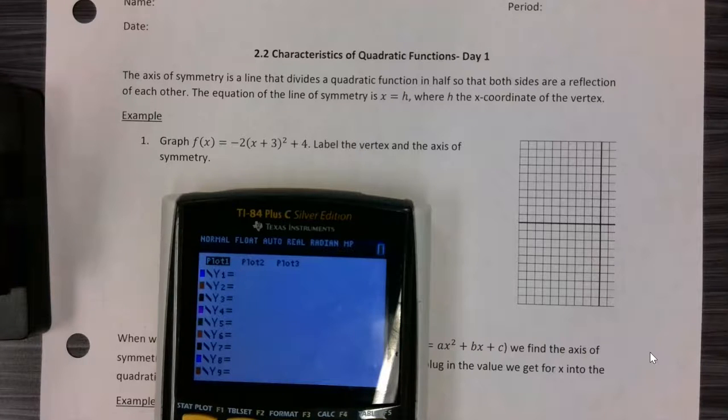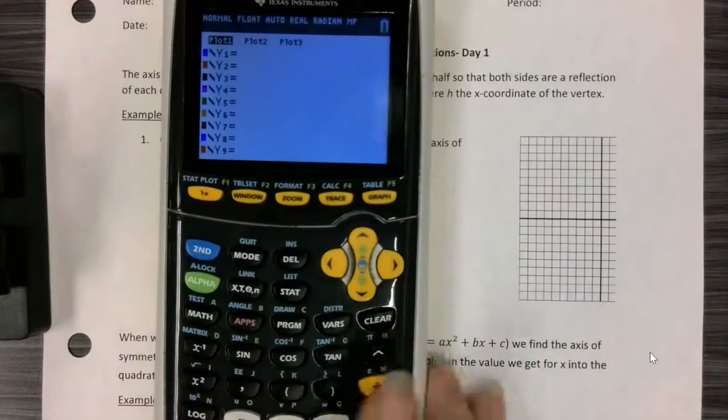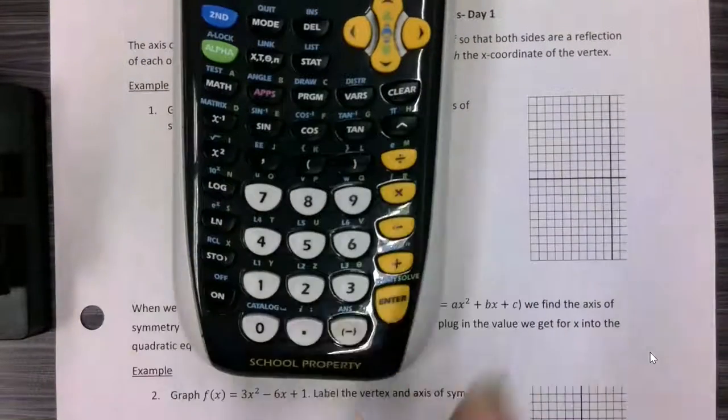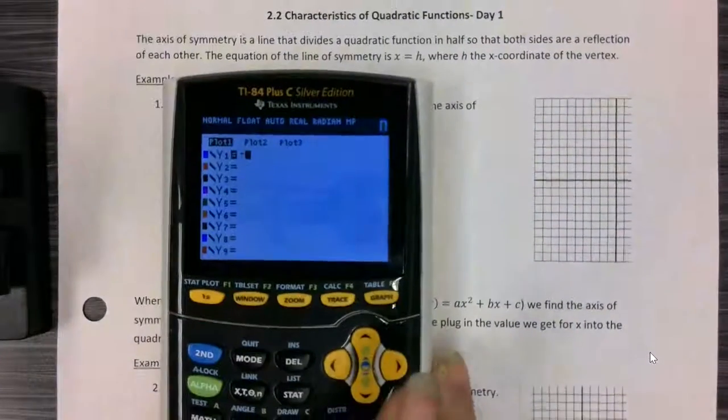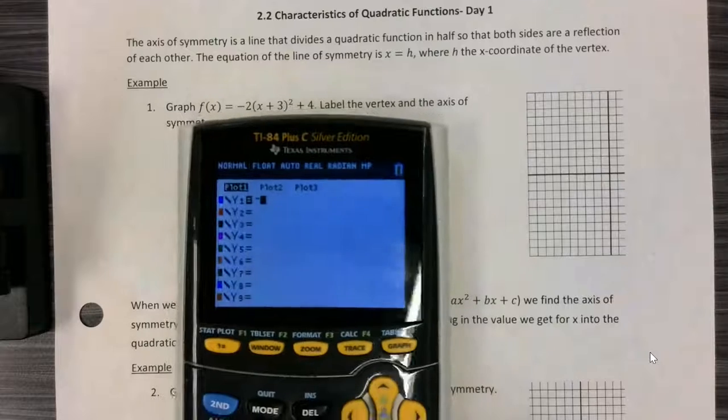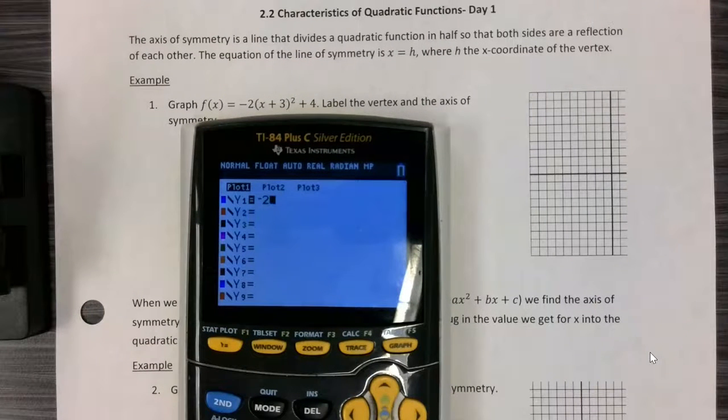Then you don't have to clear them out. Okay, then I type in the function I was given. When I do the negative out front, I want to be sure to use the white negative. The calculator does not know the difference between the two negatives. It doesn't know the difference between negative and subtract.